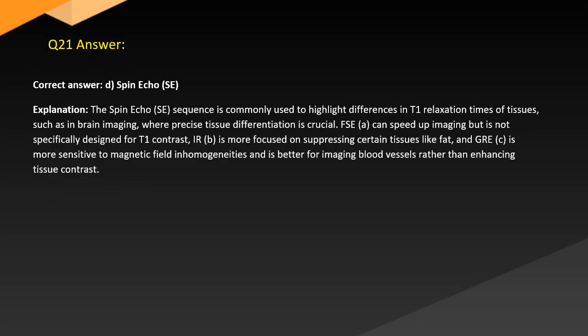Answer. Correct answer D. Spin echo. Explanation. The spin echo sequence is commonly used to highlight differences in T relaxation times of tissues, such as in brain imaging, where precise tissue differentiation is crucial. FSE, A, can speed up imaging but is not specifically designed for T contrast. B is more focused on suppressing certain tissues like fat, and GRE, C, is more sensitive to magnetic field inhomogeneities and is better for imaging blood vessels rather than enhancing tissue contrast.